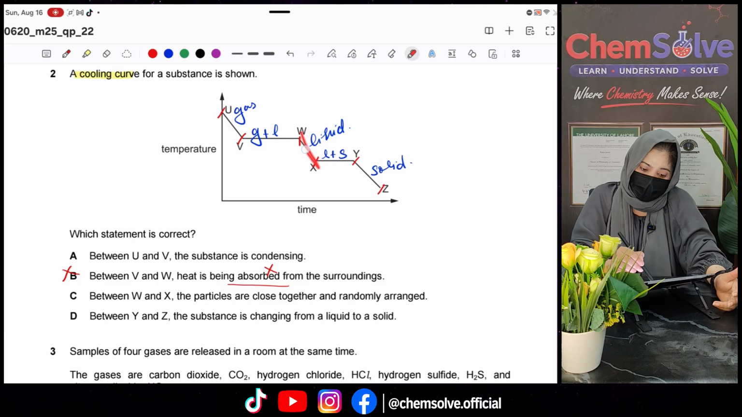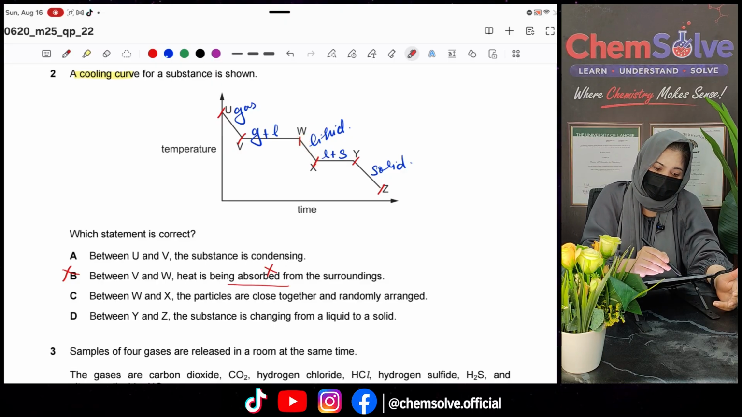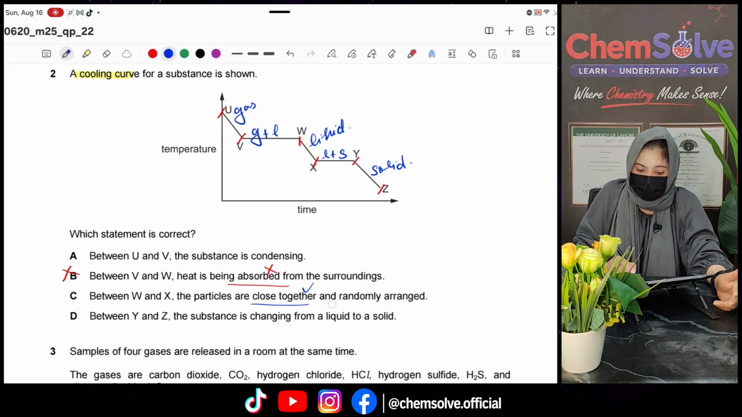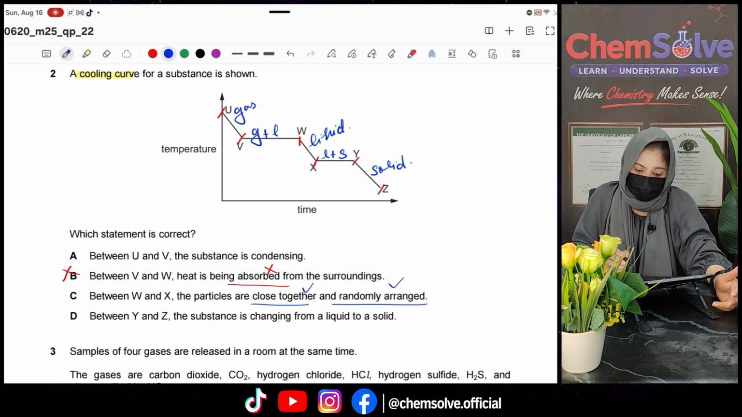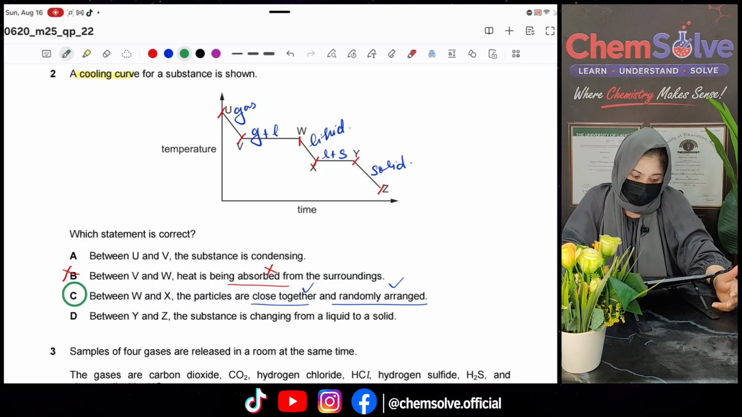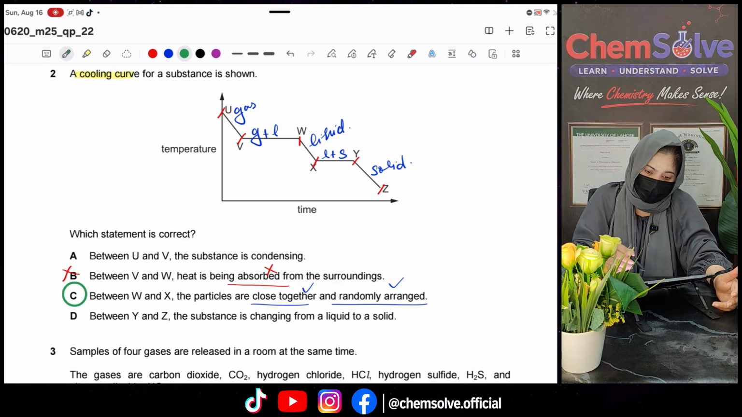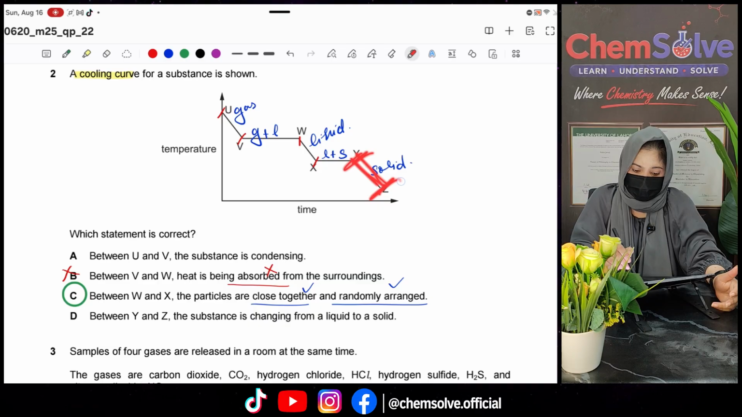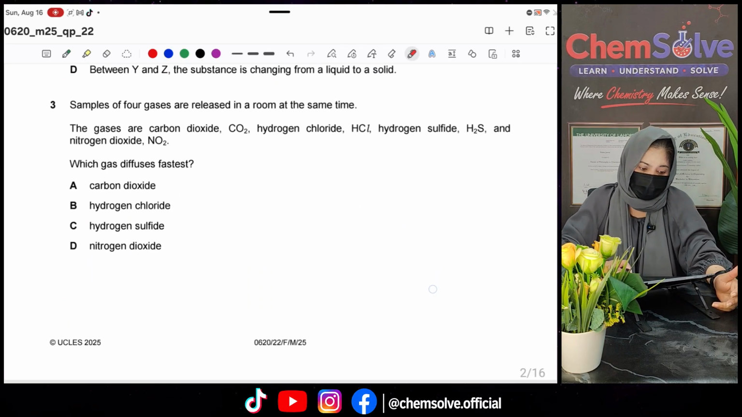Between W and X, the particles are liquid. So of course they are closer together, yes, and of course they are still randomly arranged. I think C is a more appropriate answer. Between Y and Z, it is changing from liquid to solid. No, it is already a solid between Y and Z. So C is the correct option.